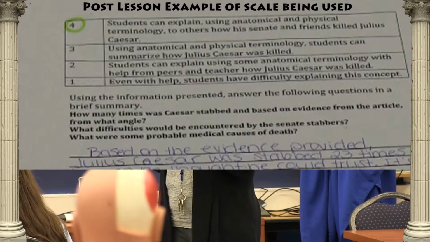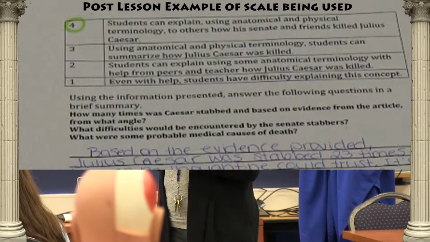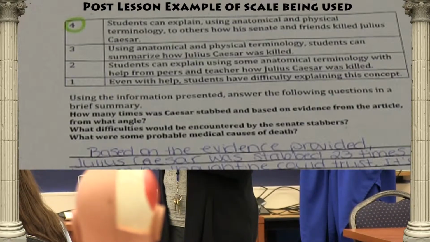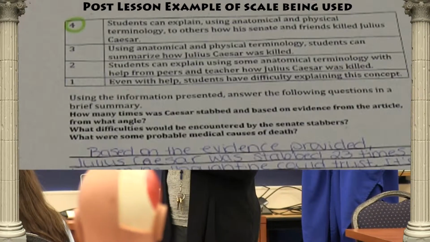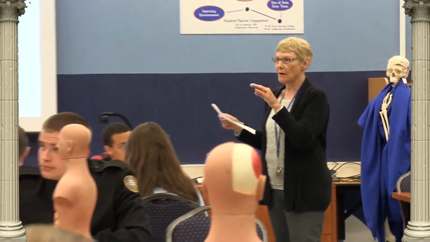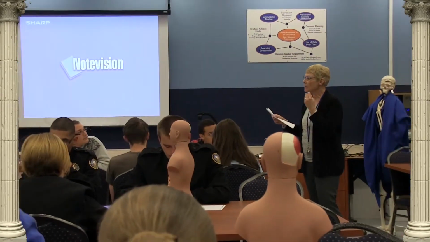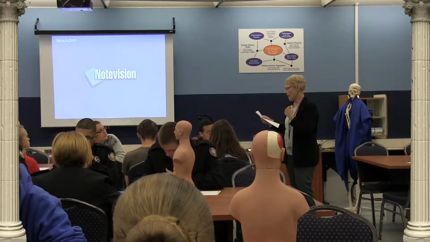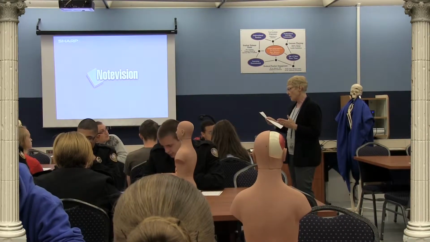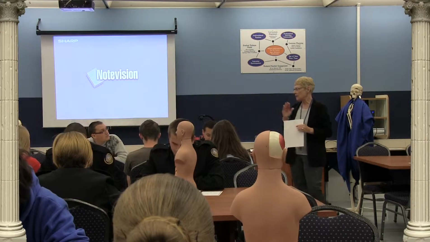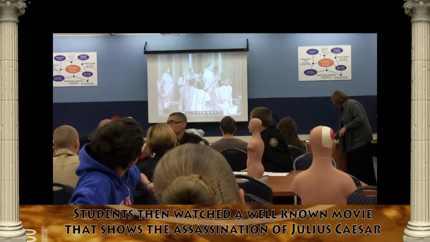And number 1, D level right now, this is before we start. Even with help, students have difficulty explaining this concept. We're not going to do any zeros or F's, so everybody's going to be a minimum of a D right now. Decide where you are, circle your number before we ever start this activity.